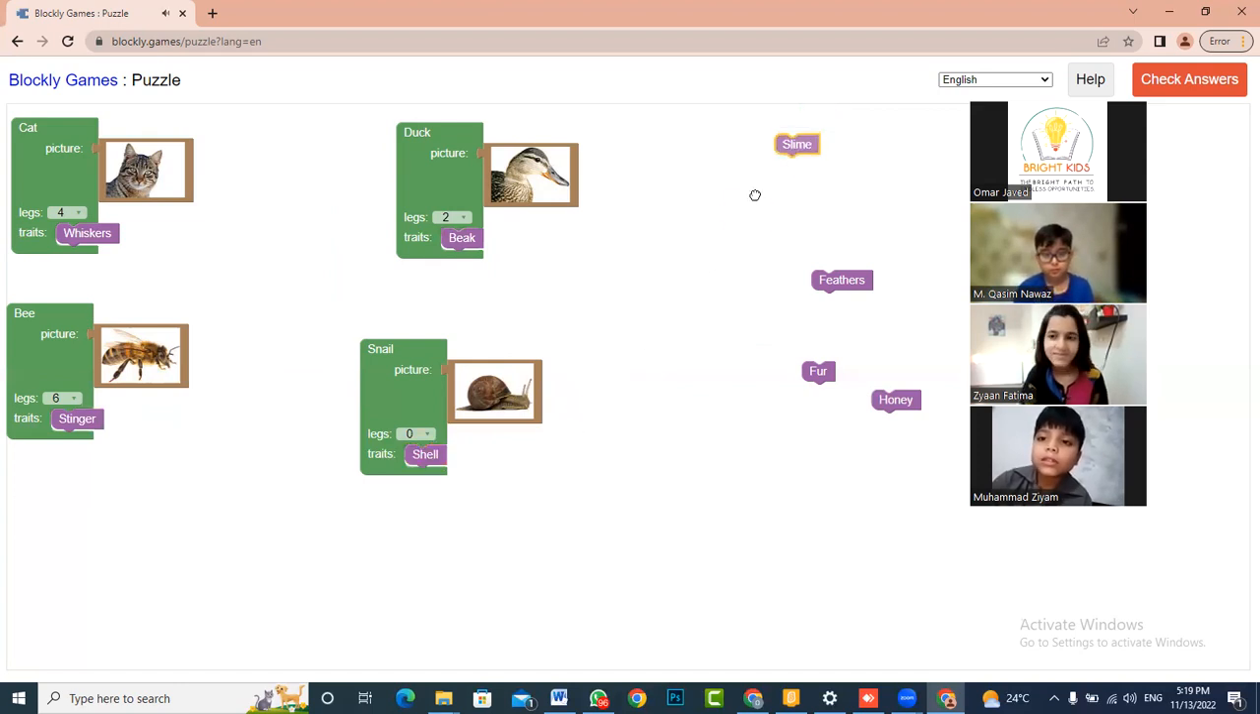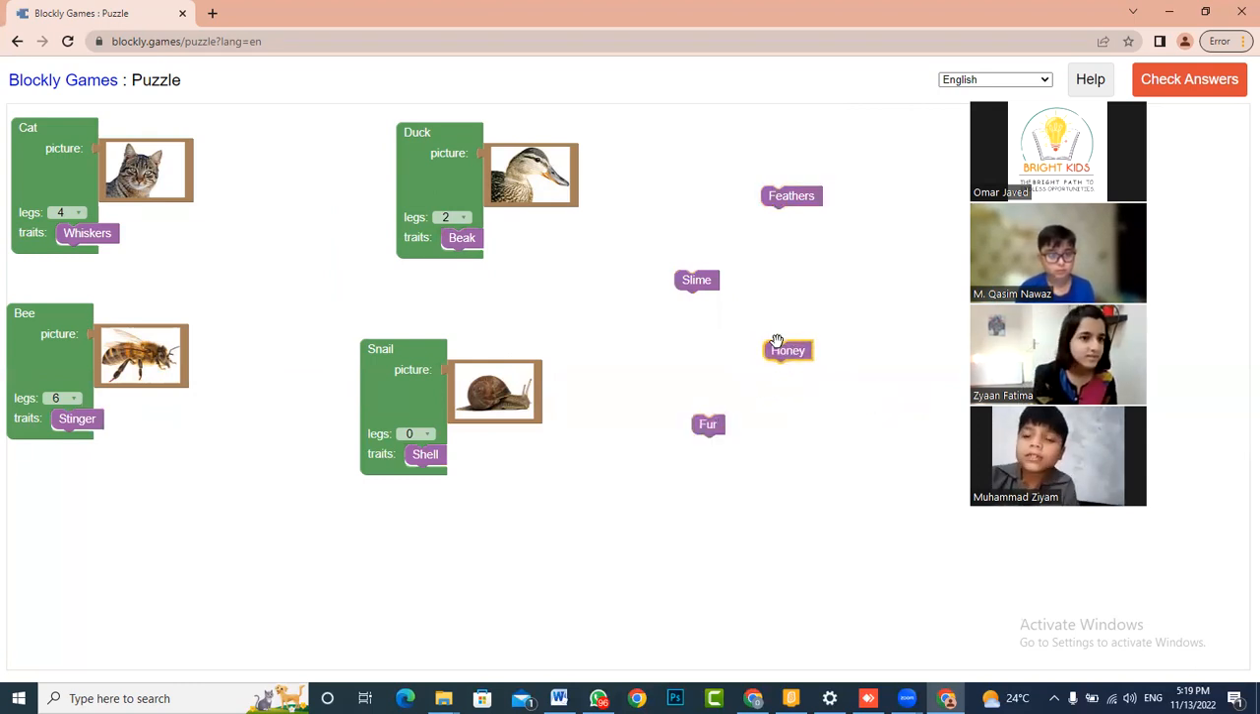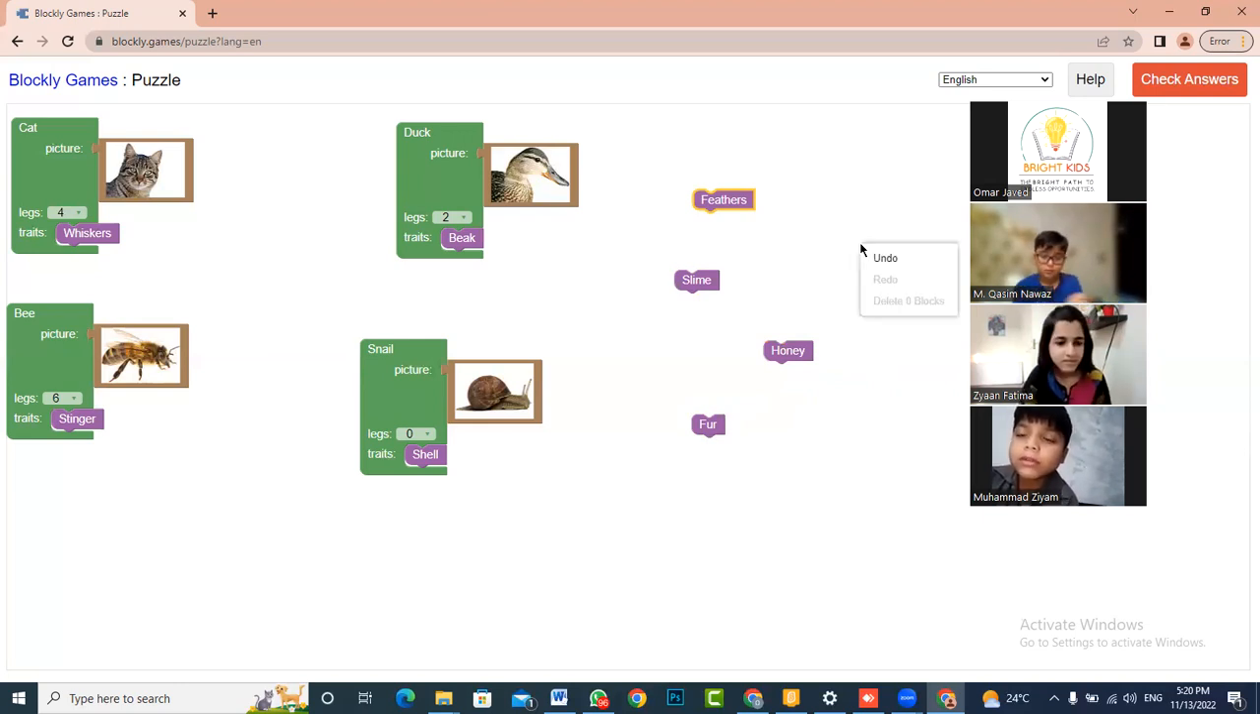Now we are left with 4 more traits, and the process is very simple again. Just put the right one at the right place. So who has feathers out of those 4? I'm not talking about wings. Yes, Zayan, who is going to have feathers? Duck. A duck has feathers. So all the birds that we see, they have feathers. So the birds have a trait as they have feathers.